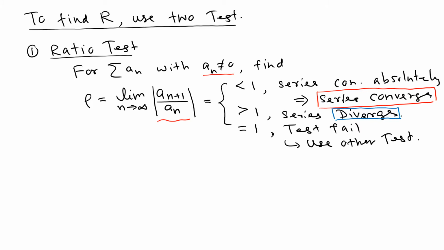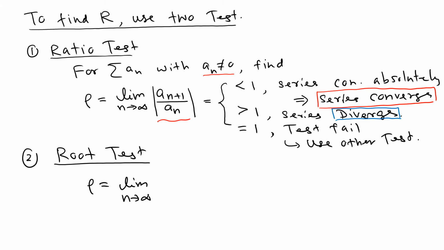The second one is what we call the root test. Again, we're going to calculate a similar term, rho, which is the limit as n goes to infinity of the nth root of the absolute value of the nth term. We take the absolute value to make sure it's positive, and then take the nth root of that. The idea is exactly the same. If it is less than 1, as before, the series converges absolutely.